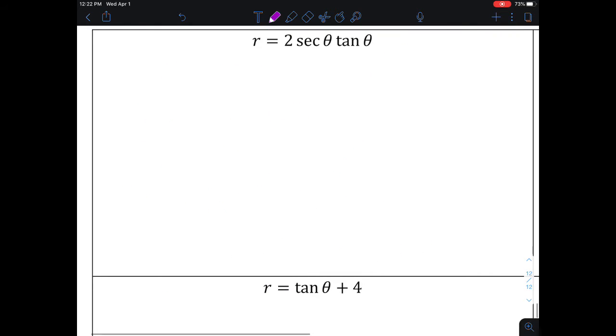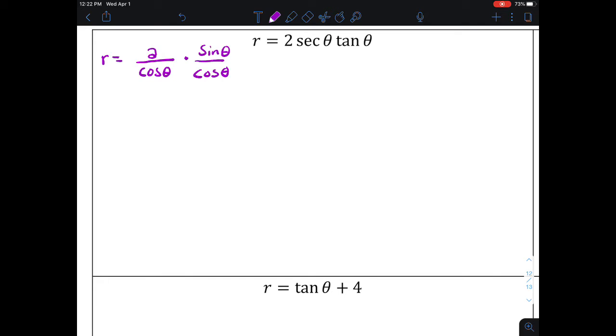So here I have r equals 2 times secant of theta times tangent of theta. Well, our conversion formulas are in terms of sine and cosine, so I would rewrite this problem so that I see it in terms of sine and cosine. So I have r equals 2 over cosine of theta, and then times tangent, so times sine of theta over cosine of theta. And now I'm going to proceed.